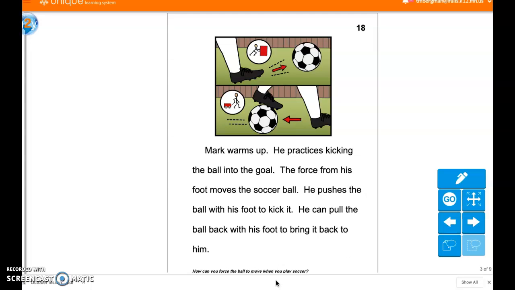So how can you force the ball to move when you play soccer? Kicking. Nice. So his force helps move the ball backwards and forwards, right? So he can slide his foot backwards and pull the ball back, and then he can use the force to kick it as well.